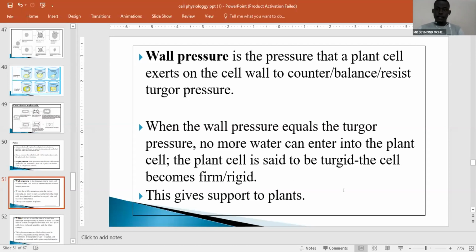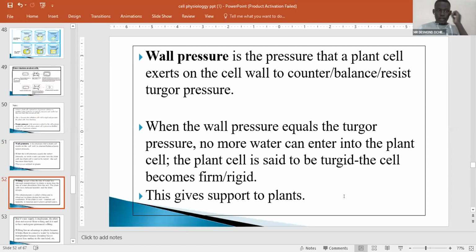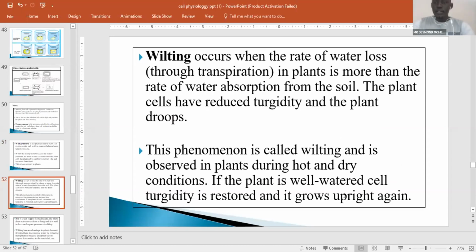Okay, so let us move and look at the next phenomenon that is related to osmosis, and this is wilting. Wilting is a phenomenon that usually takes place in plants.